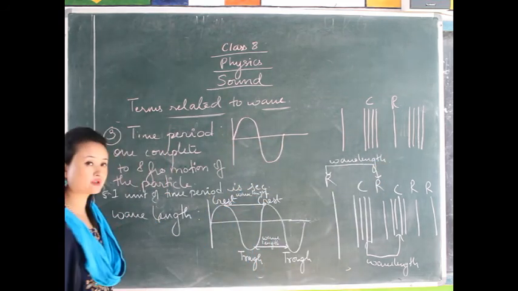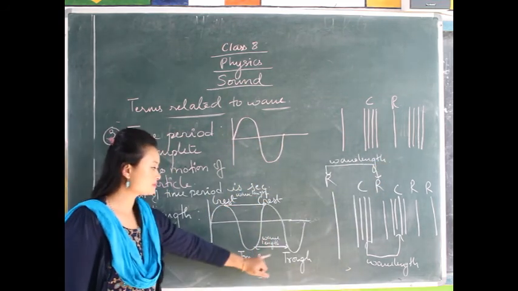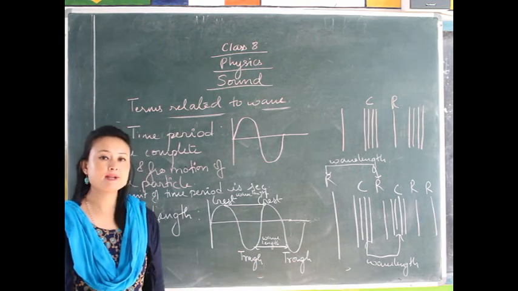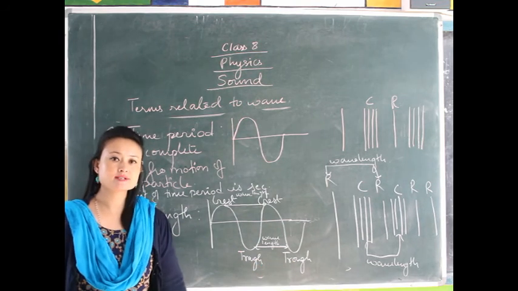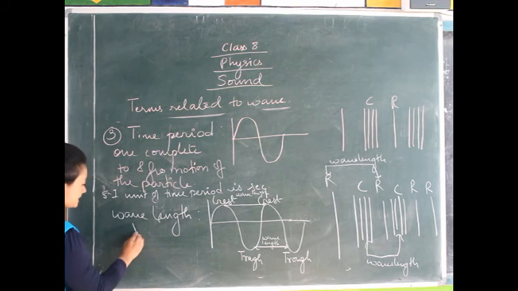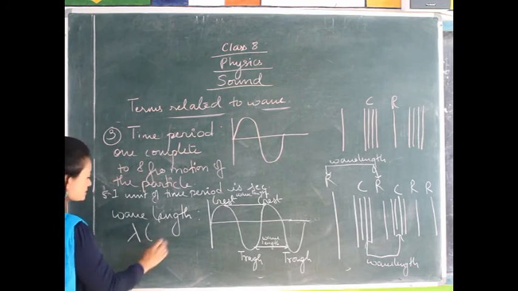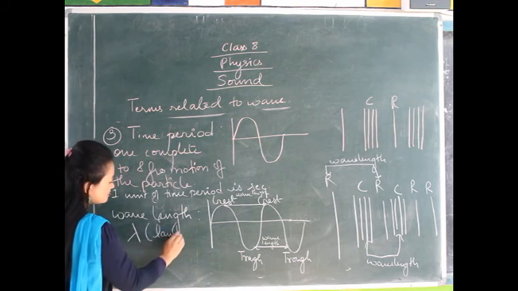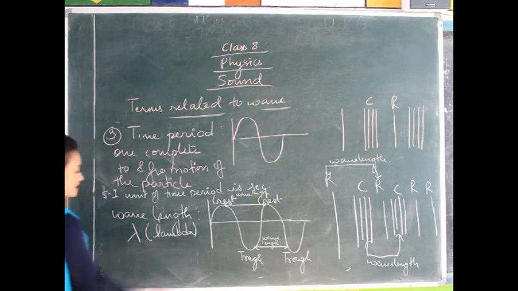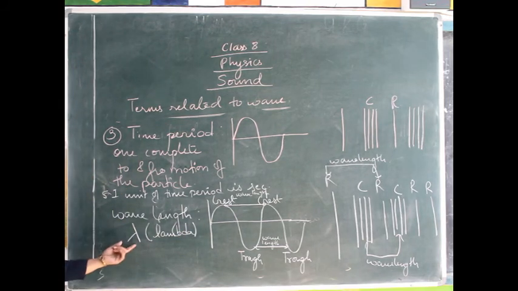In case of transverse wave, between two crests and between two troughs. And wavelength is represented by a Greek symbol called lambda. It looks like an upside-down y. It is pronounced as lambda. The symbol of wavelength would be a Greek symbol, which is your lambda.